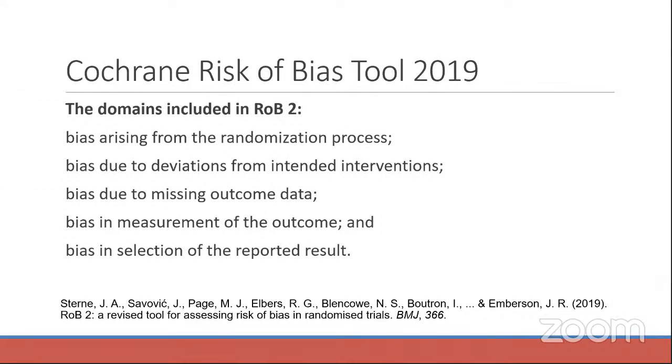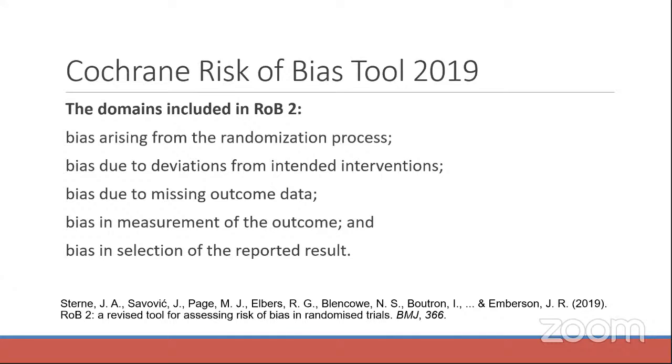Bias in measurement of the outcome. It depends on whether it's going to be an objective or subjective outcome, and whether they have reported blinding of the participants, the persons who are going to deliver the interventions, and outcome assessors. And there could be bias in selection of the reported result.